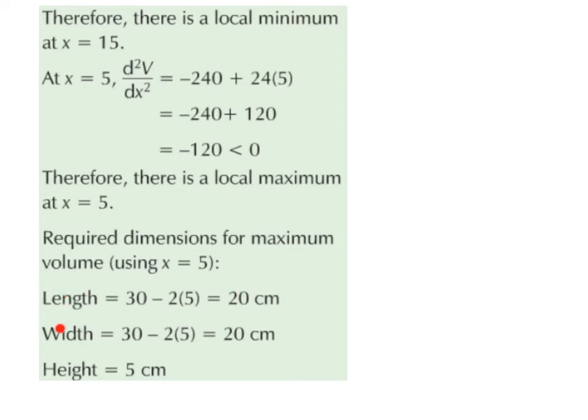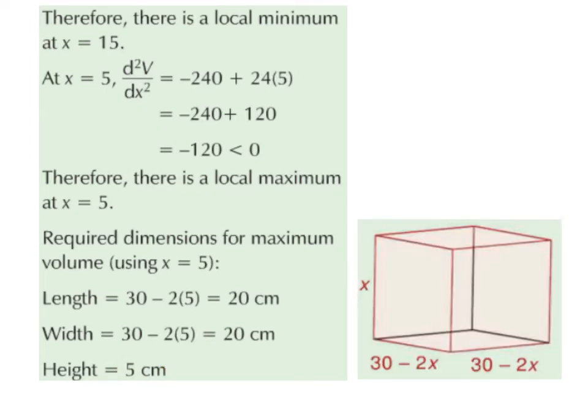We do the same for the width. 30 minus 2 times 5 is also 20 centimeters. And then the height we know was just x, so we just get 5 centimeters. So this is a sketch of our 3D shape. Remember that the length was 30 minus 2x, so that's where we got 30 minus 2 times 5 from. We swapped the x for 5, and we got 20. The width was also 30 minus 2x, so 30 minus 2 times 5, again we got 20. And the height was x, so we just sub in 5 straight away, we get a height of 5.